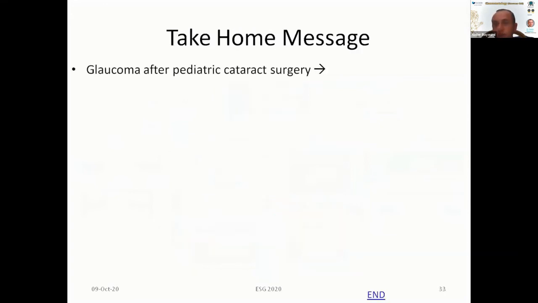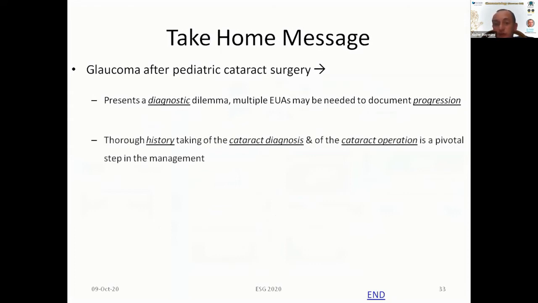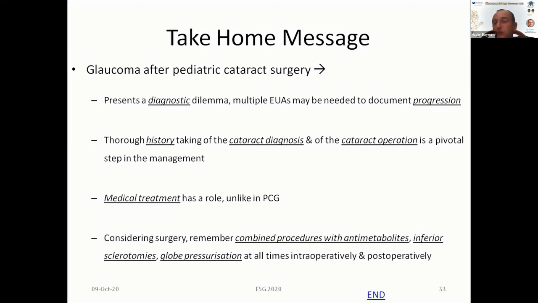So my take-home message would be: glaucoma after pediatric cataract surgery still presents a diagnostic dilemma, and multiple examinations would be needed to document progression. History taking is important. The cataract diagnosis and the cataract operation are important in the evaluation of the condition. Medical treatment has a role, and always remember angle surgeries and combining procedures with the angle surgeries.